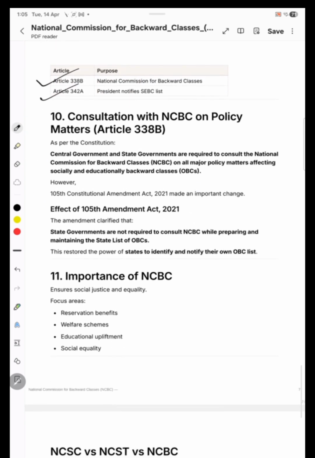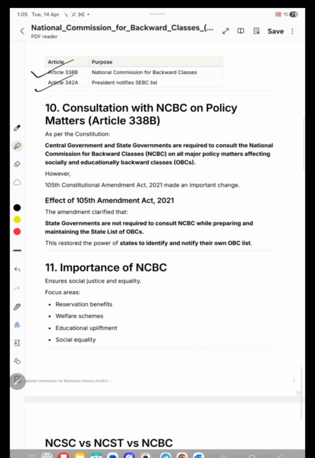Now, consultation with NCBC on policy matters. With NCSC and NCST we saw that the central and state governments have to consult, but the recommendation of the commission is not mandatory. But here the central government and state governments are required to consult the National Commission on all policy matters affecting socially and educationally backward classes. As per the Constitution, it is there.